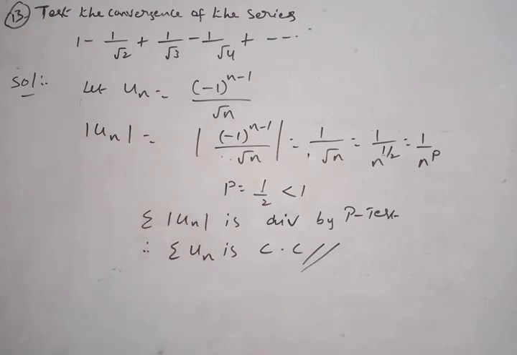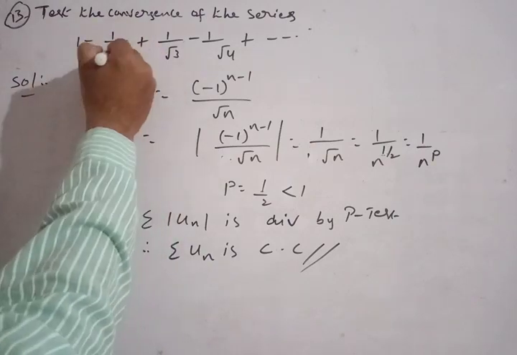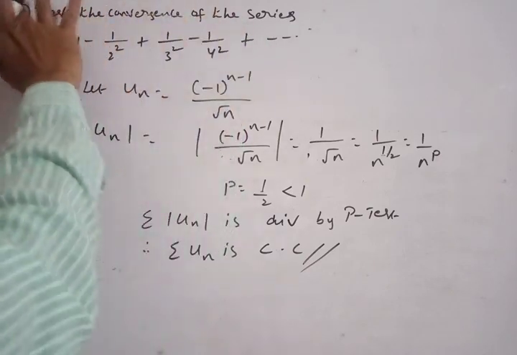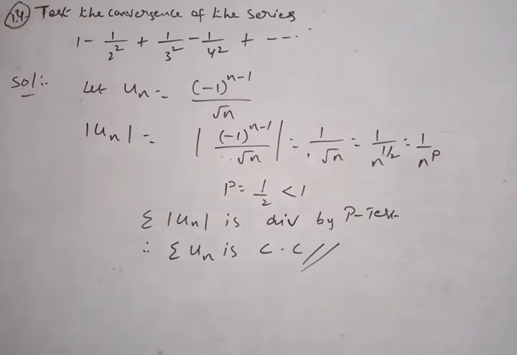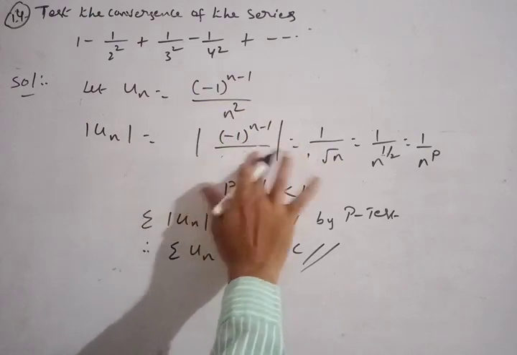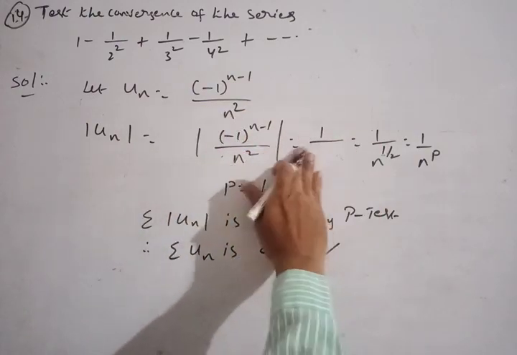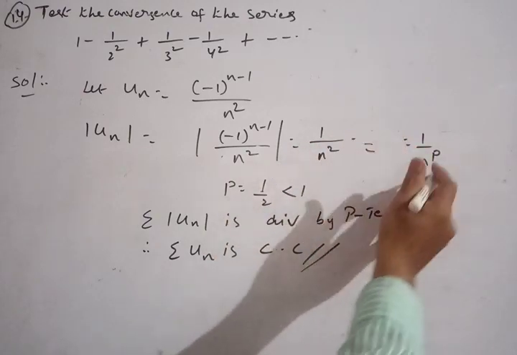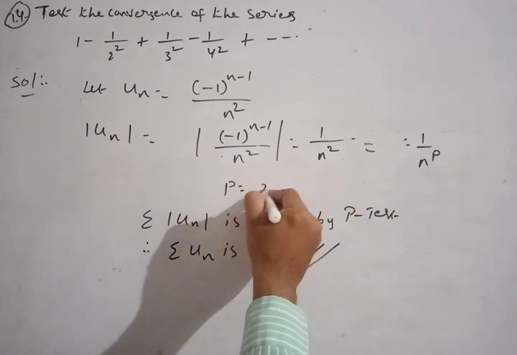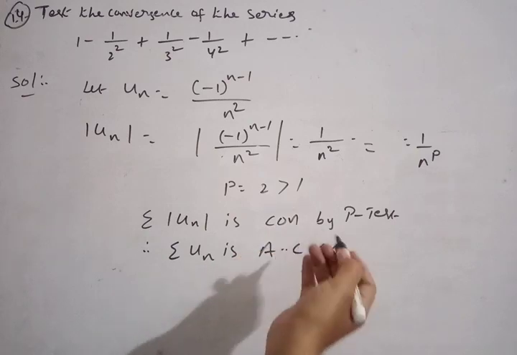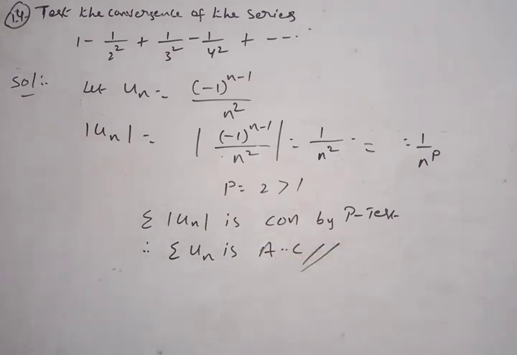Similarly, next one more problem he gave: 1 by 2 square, then 3 square, then 4 square. So this is problem number 14. Now here there is no root, right? So you will get n square, which means it is in the form of 1 by n^p. So p is equal to 2, and 2 is greater than 1. If it is greater than 1, we say convergent. Then this becomes absolutely convergent. That's it. Simple problem.